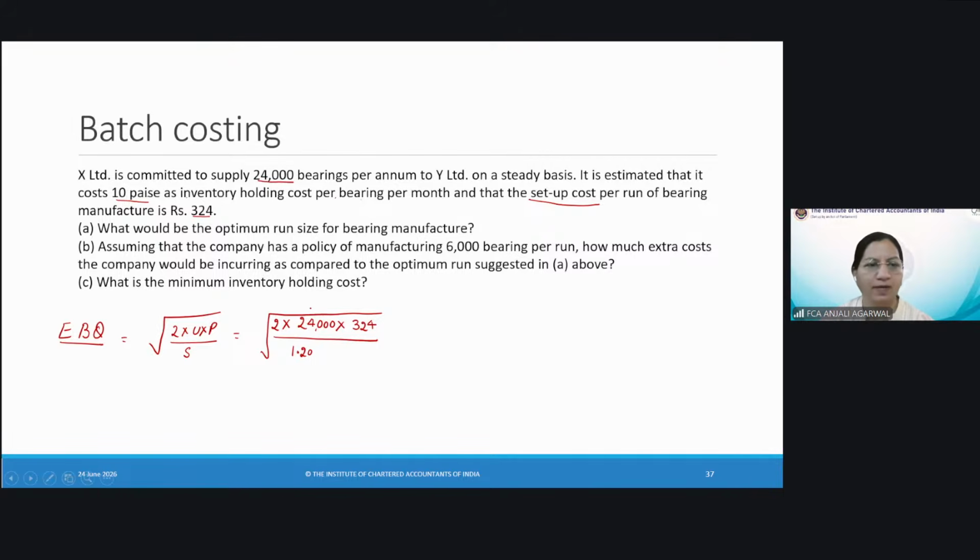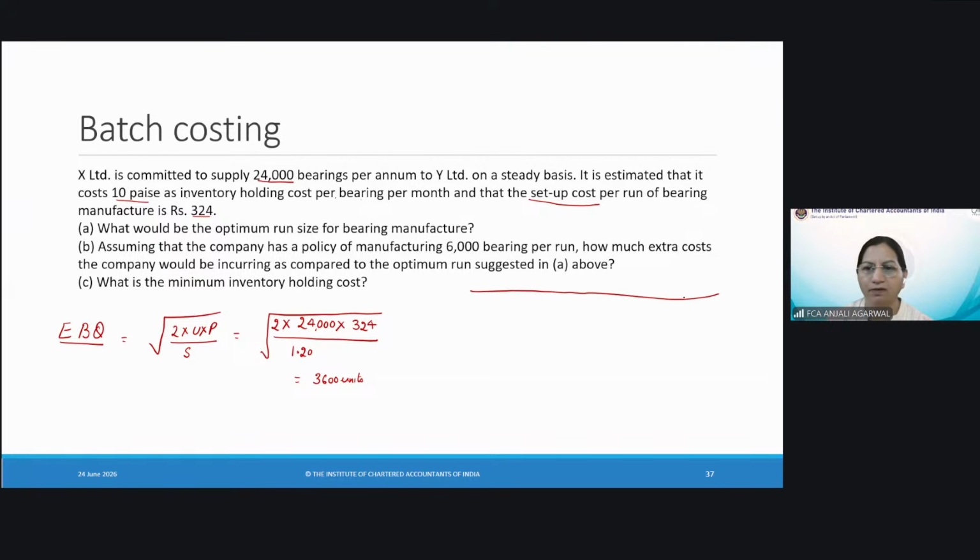So what should be the first part? What would be the optimum run size for the bearing manufacturer? Under root 2 into 24,000 multiplied by 324 divided by 1.20. So you will process 3,600 units per batch, or 3,600 bearings. Assuming if you manufacture 6,000 bearings per run, how much extra cost the company would be incurring as compared to the optimum run?